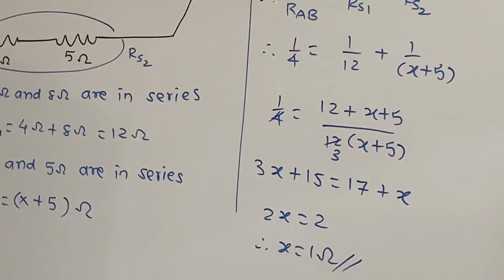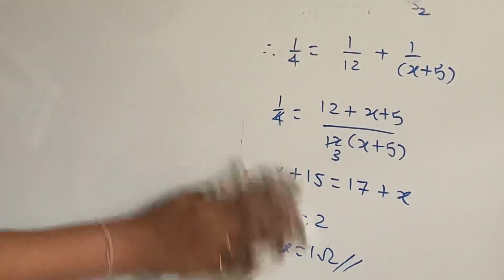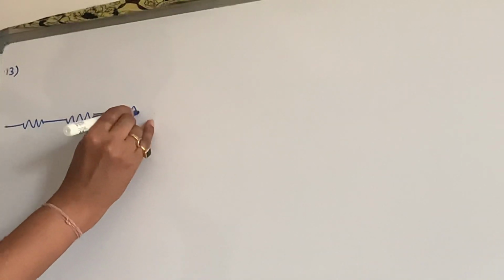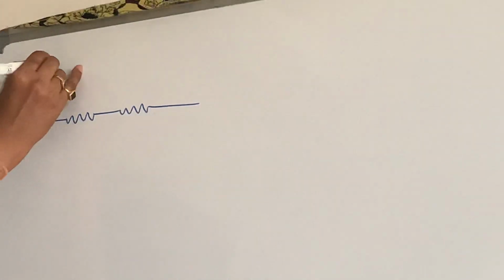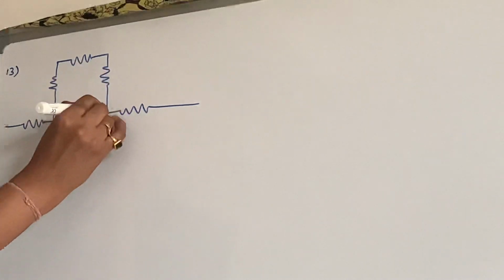Right? Now we'll go with 13 sum. 13 sum is very lengthy, and then we will go with the next video, 14 sum onwards. Check what is given in 13 sum. 13 is not difficult, it's only lengthy. So in 13 sum, there are several resistors. Here also, this is one, this is second, this is third.